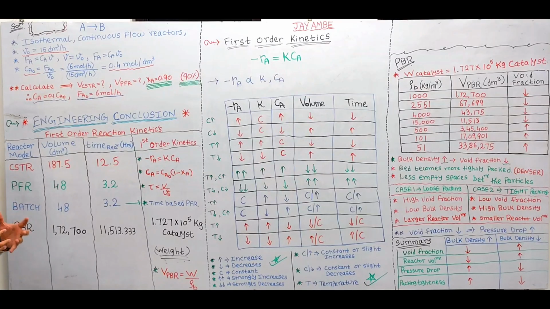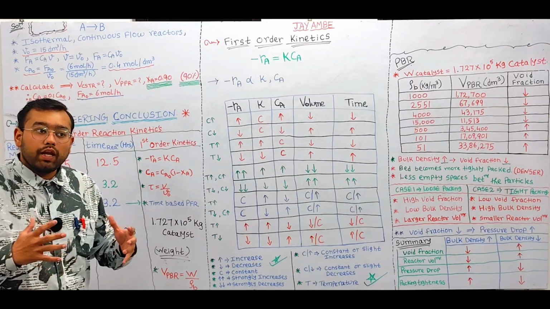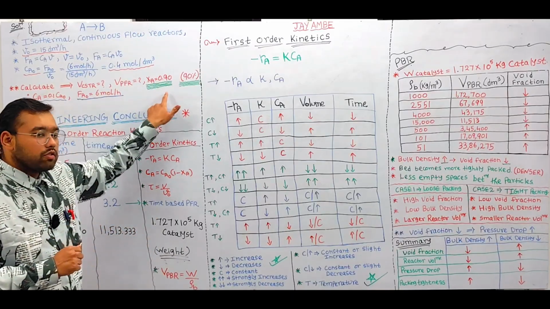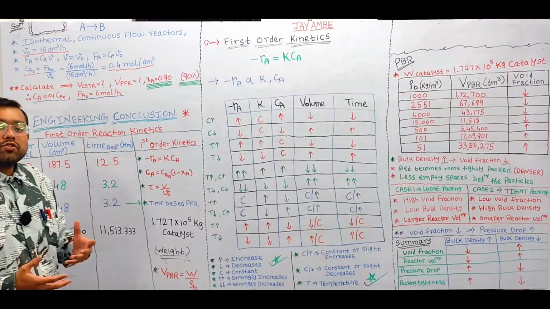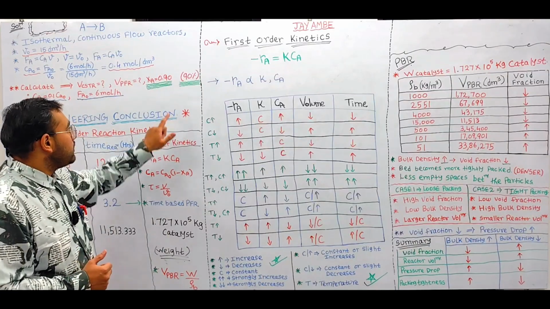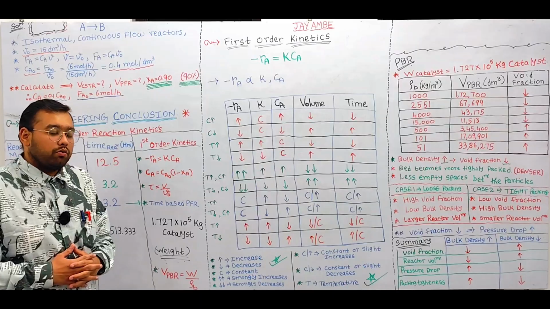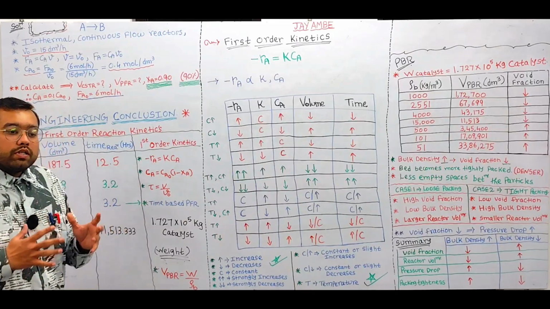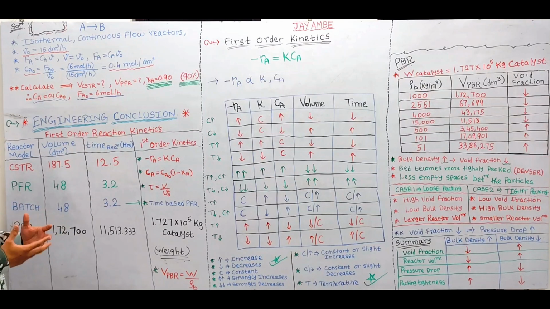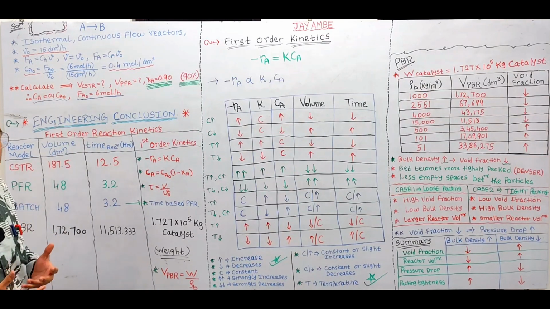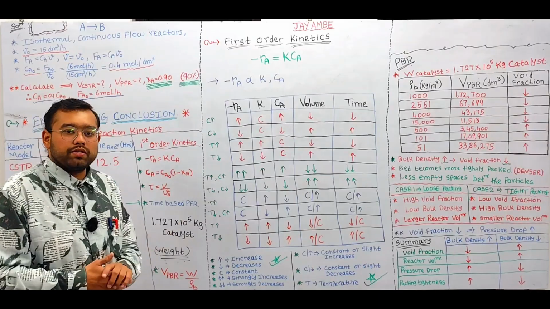We are trying to understand in detail how large a volume of the reactors we require in order to achieve the desired conversion of 90%. What will be my space time or the reaction time in order to achieve the desired conversion of 90%? We have also understood how much weight of the catalyst we require in order to achieve the desired conversion of 90%.